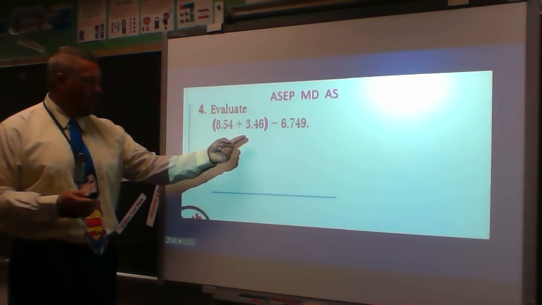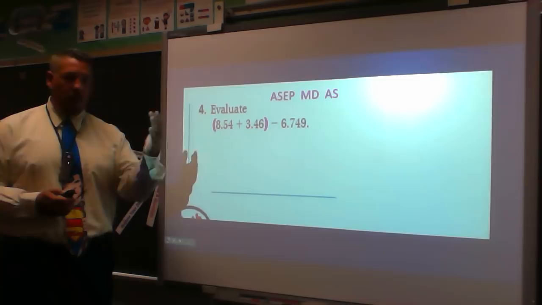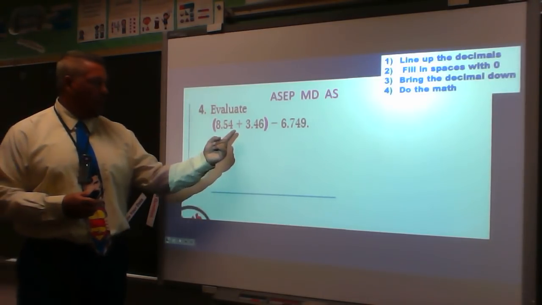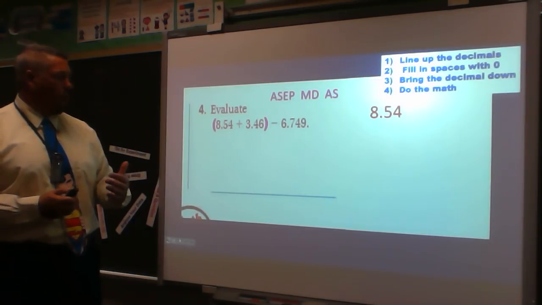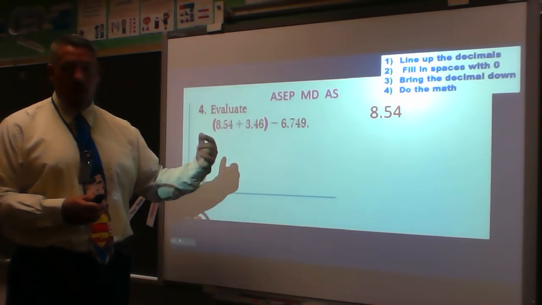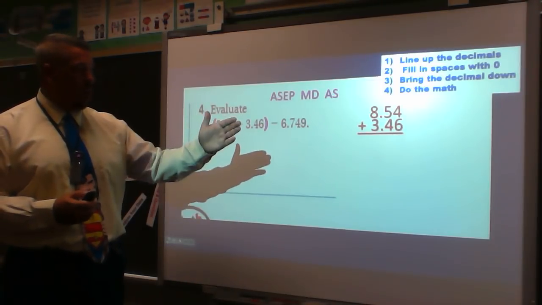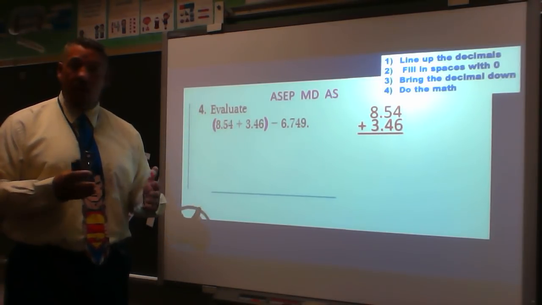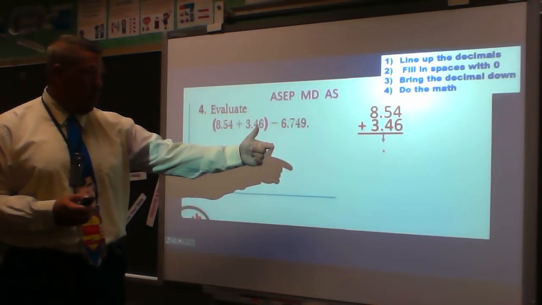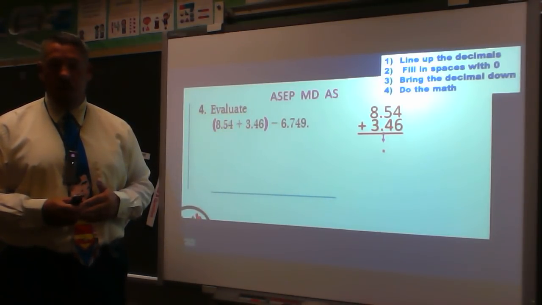So I start with the addition. I'm going to follow my same steps of decimal work with addition. I'm going to line up my numbers. So I have 8.54, 8 and 54 hundredths, 3.46, 3 and 46 hundredths, lined up with their decimals. There isn't anything offset, so I don't have to add zeros. So I'm just going to go to dropping my decimal down into the right place.